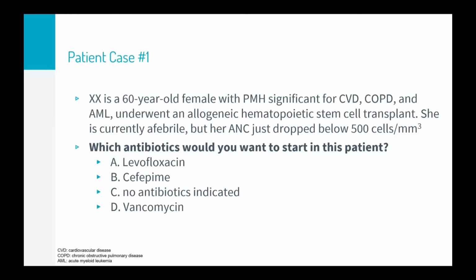So I'll start off with the patient case. So we have X, who is a 60-year-old female with a past medical history significant for cardiovascular disease, COPD, and AML. She underwent an allogeneic hematopoietic stem cell transplant and is currently afebrile, but her ANC just dropped below 500 cells. So which antibiotic would you want to start in this patient? And you can put your answer in the chat.